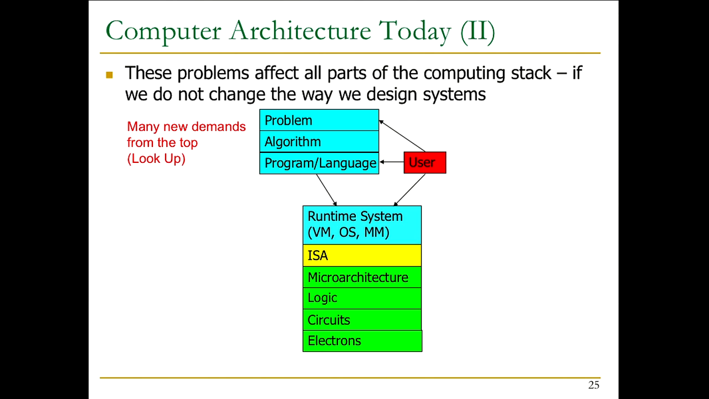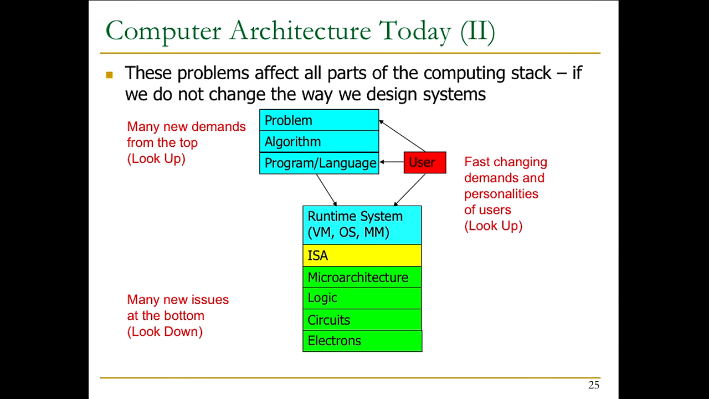And things are changing. There are many new demands from the top, from the problems, many new issues at the bottom, and fast-changing demands and personalities of users also. Again, we're designing for the users, but the users are changing as well, right? They're more impatient, if you will, as time goes by. They want more real-time response, right? If things don't work, they just drop it and go to the next vendor, if you will.